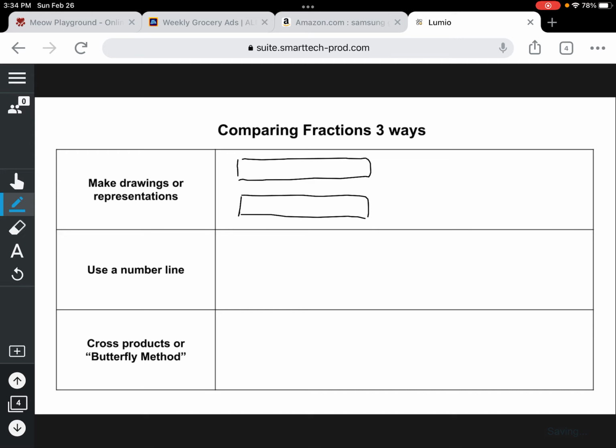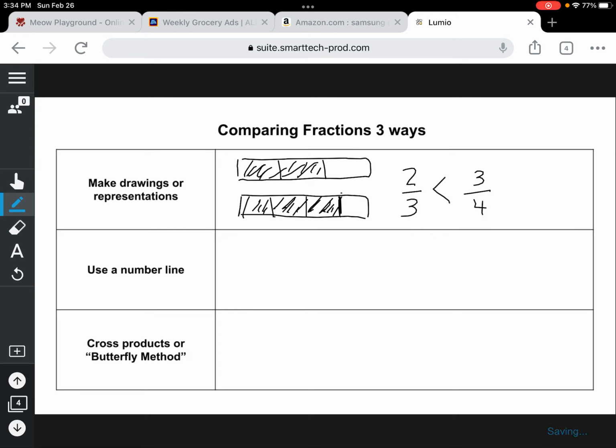In this case, I'm going to do 2/3 and 3/4. I will do my best to have equal pieces. So this is going to be 2/3 and this is 3/4. Obviously, you can tell, even with my pictures that are not perfect, that 3/4 is greater than. It means 2/3 is less than.